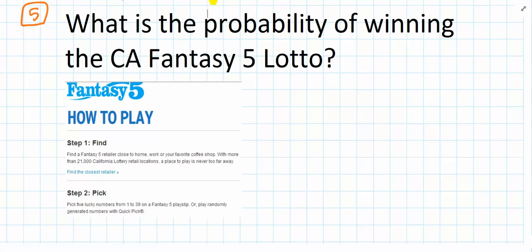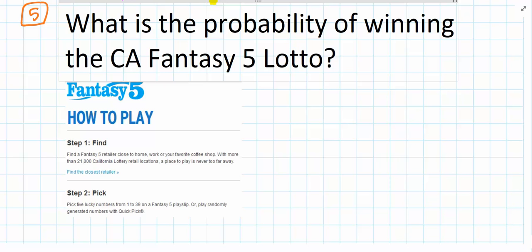Cracks me up. Okay. Step number 2, the thing that we actually care about: you have to pick 5 lucky numbers from 1 to 39 on a Fantasy 5 play slip, or play randomly generated numbers with a quick pick. So there it is right there. This is how you play. You get to pick 5 of 1 through 39. Go ahead and figure out the probability of winning.